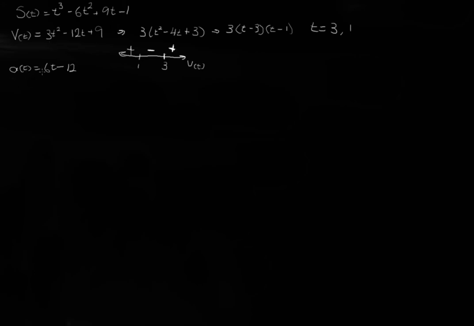Let's have a look and see if we can get one for our acceleration function. Now we can take out a factor of 6 here, and it would become 6 times t minus 2. So in this case we're going to have a sign diagram to make all this 0, where t is equal to 2.